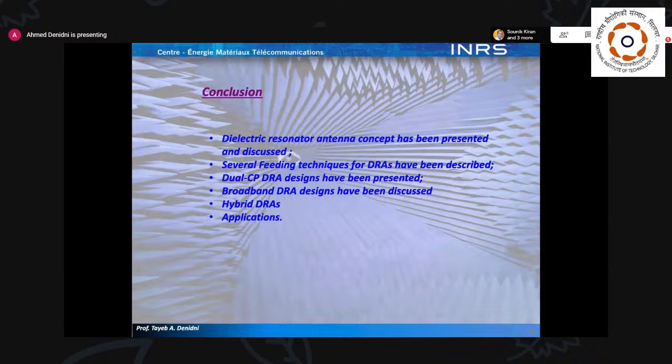In this lecture, I gave you an overview about the dielectric resonator concept, and we presented and discussed different feeding techniques for dielectric resonators for linear polarization. Then we presented dual and circular polarizer designs with different techniques. And lastly, we presented broadband dielectric resonators and also hybrid resonators, when we combine a dielectric resonator, for example, with a wire antenna or microstrip antenna. And we gave a brief application of this antenna in wireless applications or in radar systems.